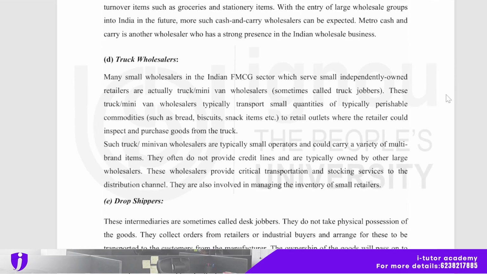Truck wholesalers. Many small wholesalers in India's FMCG sector, which serve small independently owned retailers, are actually truck or minivan wholesalers. These truck or minivan wholesalers typically transport small quantities of perishable commodities to retail outlets where the retailer could inspect and purchase goods from the truck.